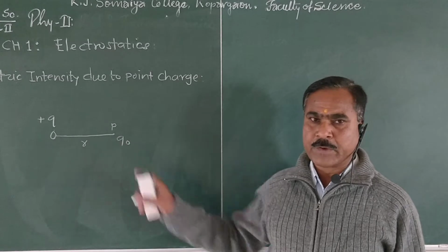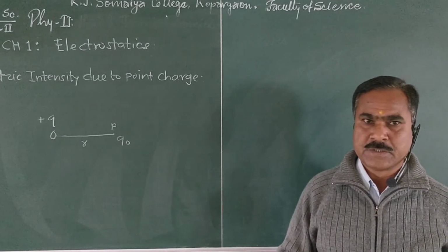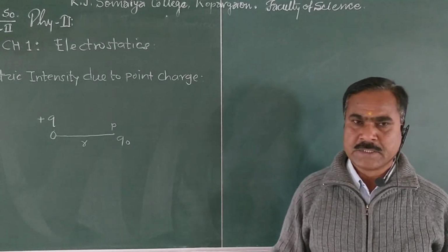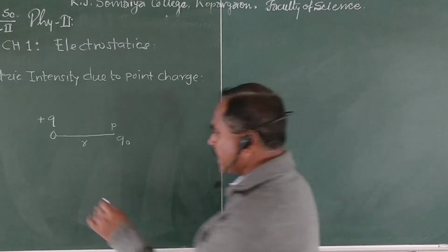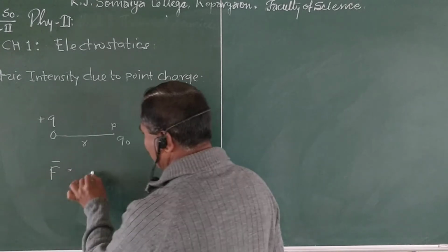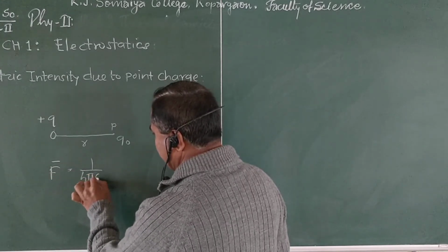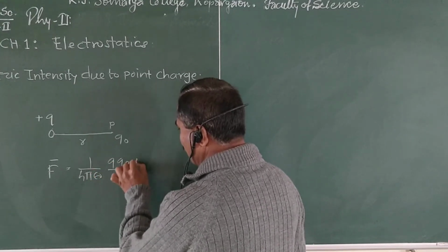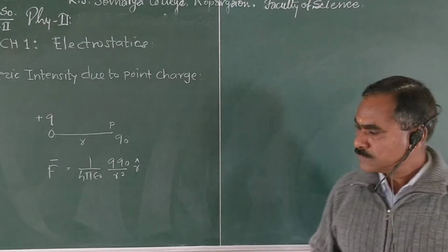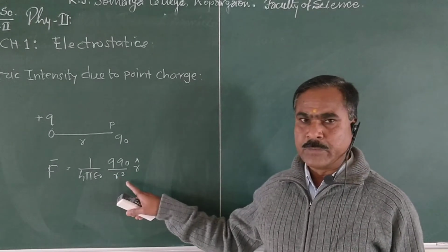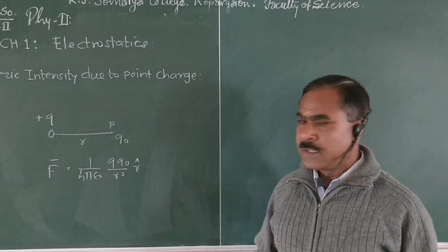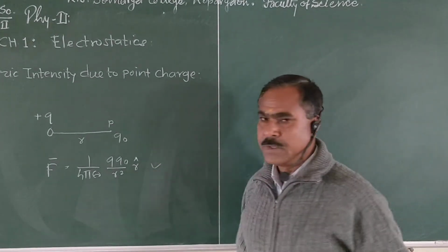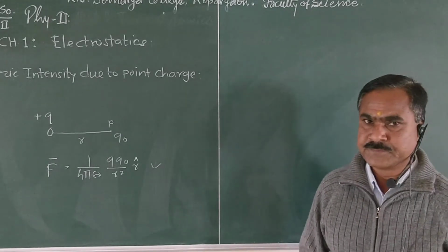P. So according to Coulomb's law, there exists a force of attraction or repulsion between these two charges, and this force is given by the equation F equal to 1 upon 4 pi epsilon naught, Q Q naught upon R square, into R cap. This force is in vector form, so we have taken here R cap. So this is the value of force between these two charges.